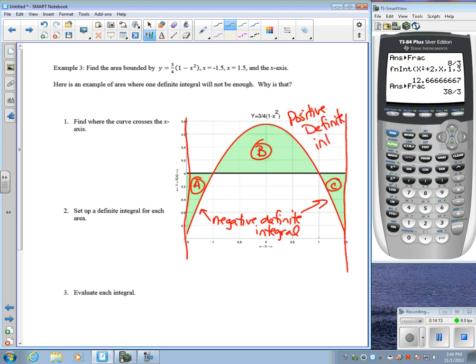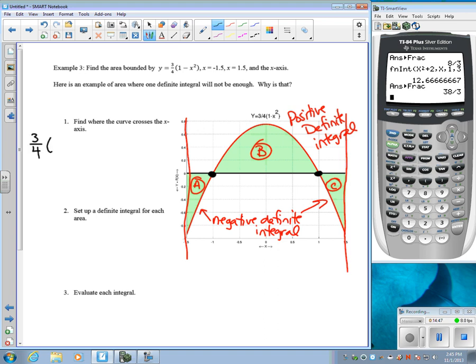Now, we need to break this up, and we need to have a total of 3 definite integrals. Before I can even start, I need to find some bounds for my definite integrals. This dot that I have is where the curve crosses the x-axis, and that's going to be one of my bounds for the first integral, if that is area A. I also need to find one of the bounds for the region in C. So first thing I need to do is actually figure that out.